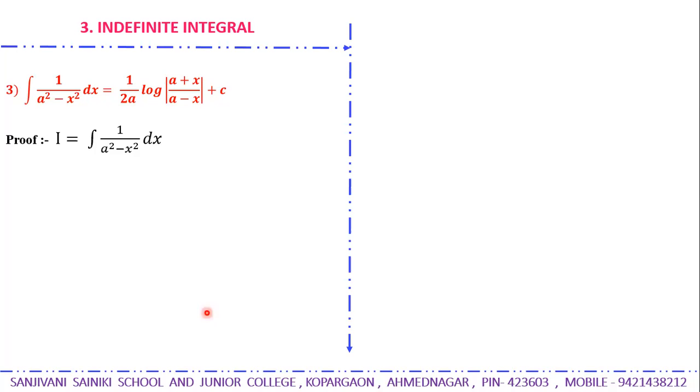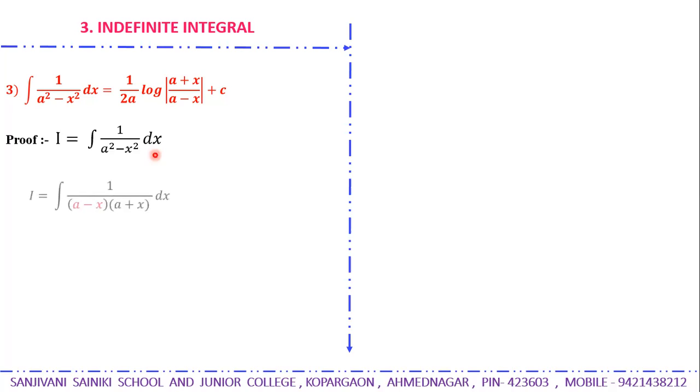The third one is 1 upon a square minus x square dx. Its integral is given by 1 upon 2a log of a plus x upon a minus x. Okay, now the integrals of both the last one and this are similar. The only difference is log of x minus a upon x plus a there, and here it is a plus x upon a minus x. Only that is the difference.